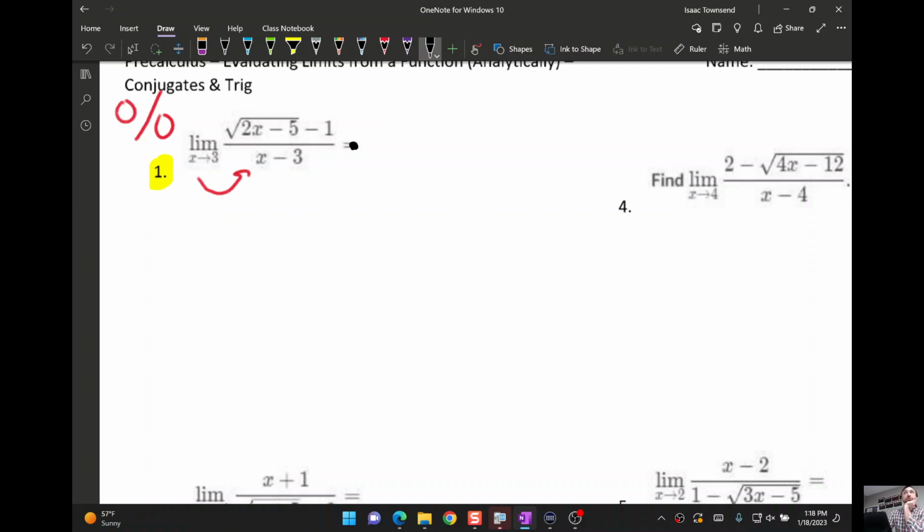But you only have 2 strategies right now, factoring and now conjugates. This doesn't factor, so your only other option is conjugates. You always want to do the conjugate of the one that has a square root. So it's not necessarily the numerator, it could be the denominator, but all conjugate means is the exact same thing, but change the middle sign only. So not this sign also, just a -1 becomes a +1.